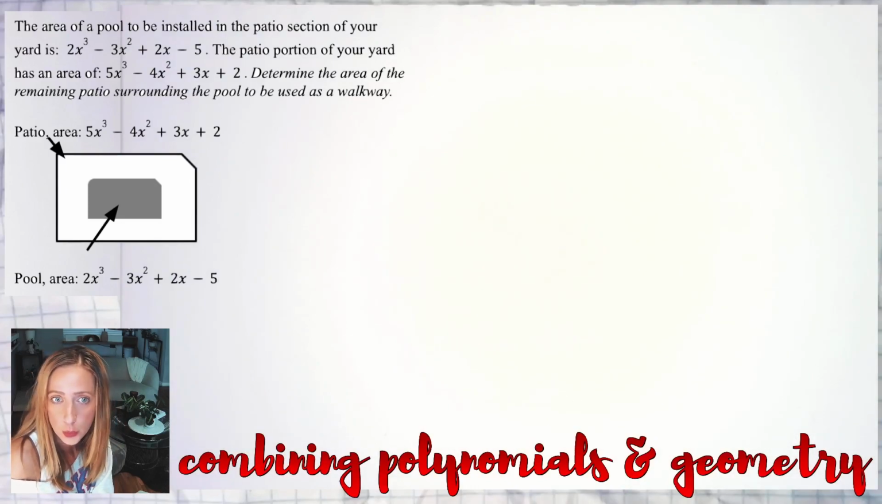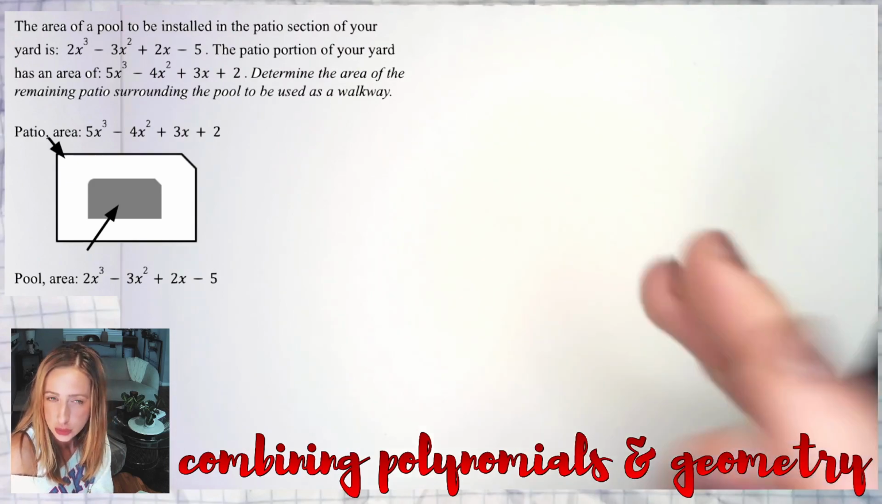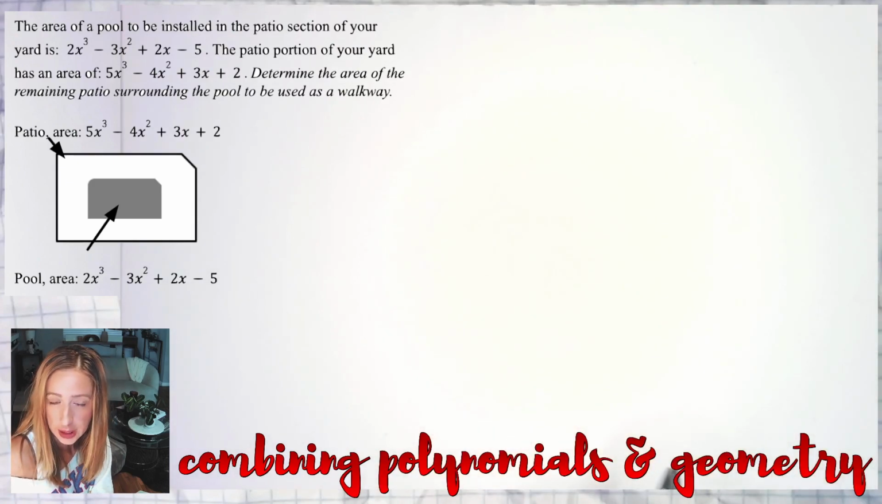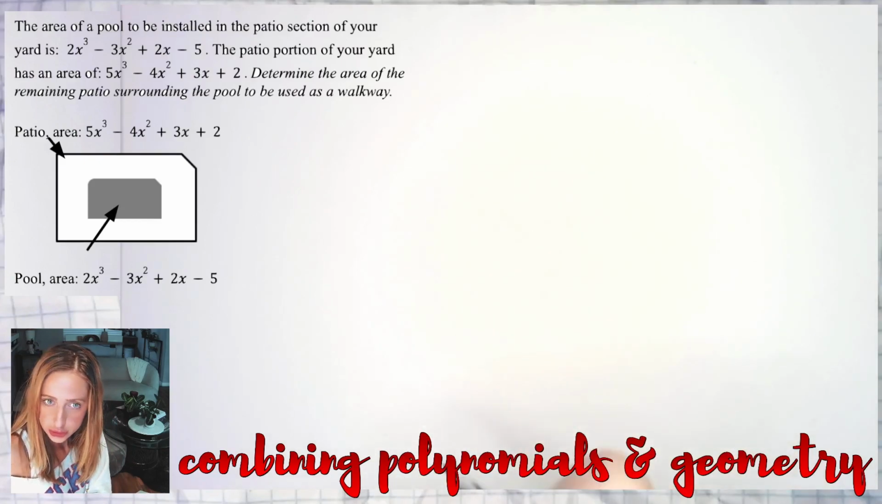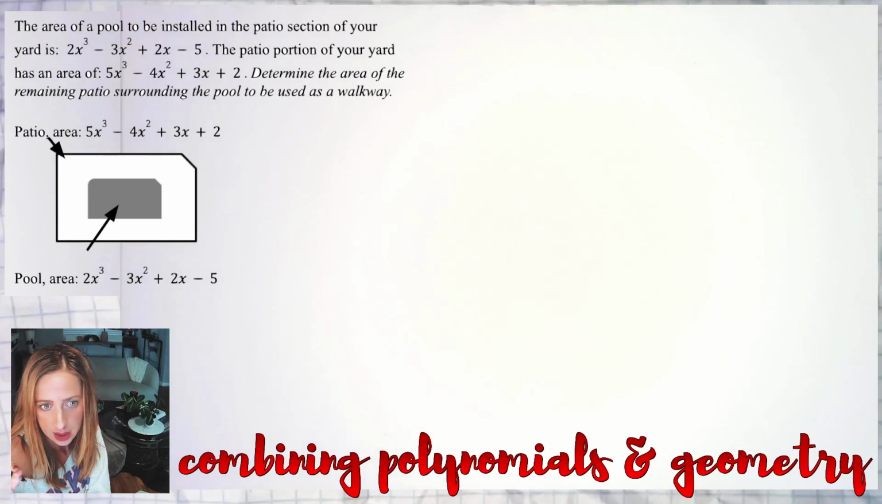It says the area of a pool to be installed in the patio section of your yard is, so this expression that's given right here is representative of the area of the pool. So that right there in the picture above me, you'll see the area of the pool is this unusual shape. It's gray, and it's written out 2x cubed minus 3x squared plus 2x minus 5.